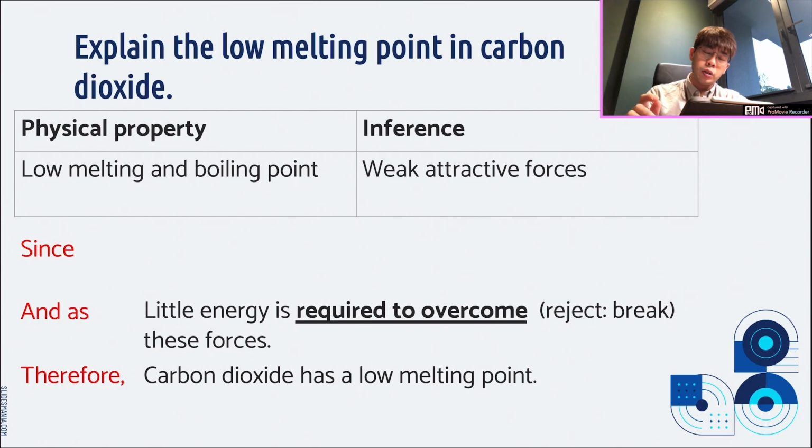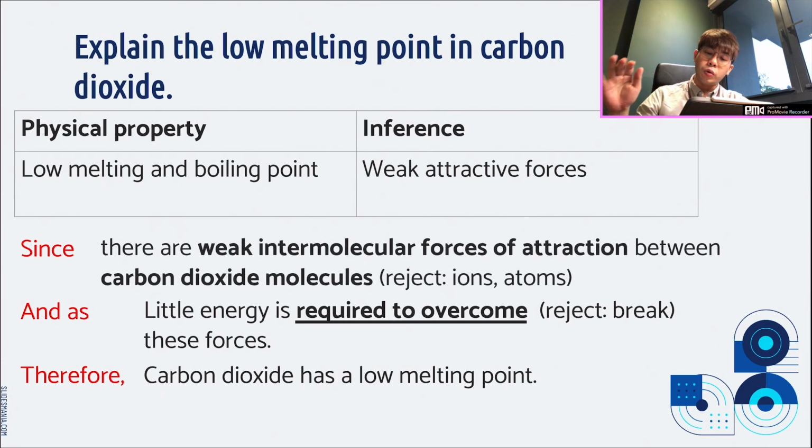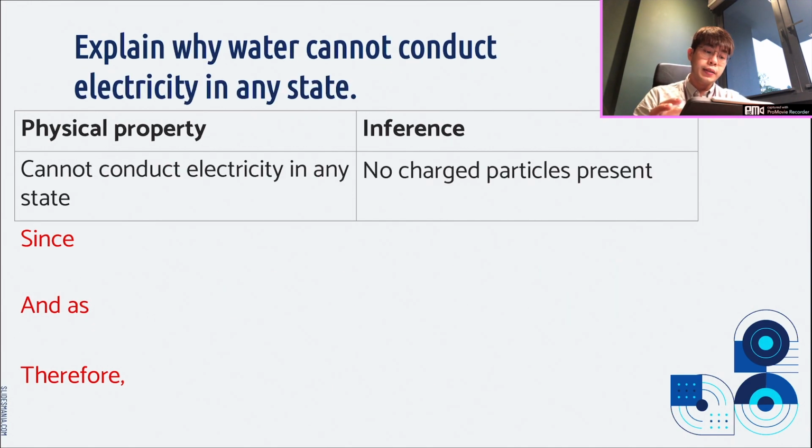Now, in simple molecules, it's a bit tricky because you need to decide whether it's covalent bond or weak intermolecular force of attraction. But you should know that covalent bonds never break unless it's a chemical reaction. So in this case, we say, since there are weak intermolecular forces of attraction between carbon dioxide molecules, and as little energy is required to overcome these forces, therefore carbon dioxide has a low melting point. Please remember this.